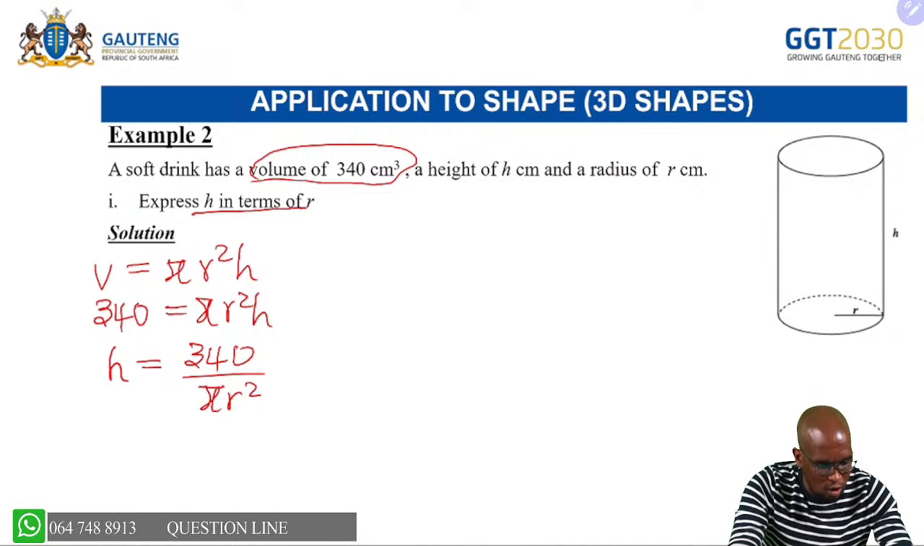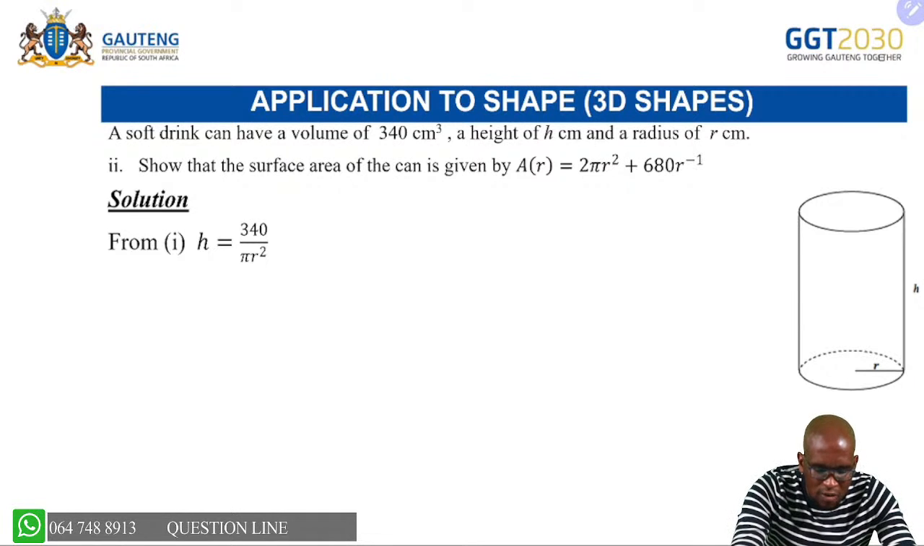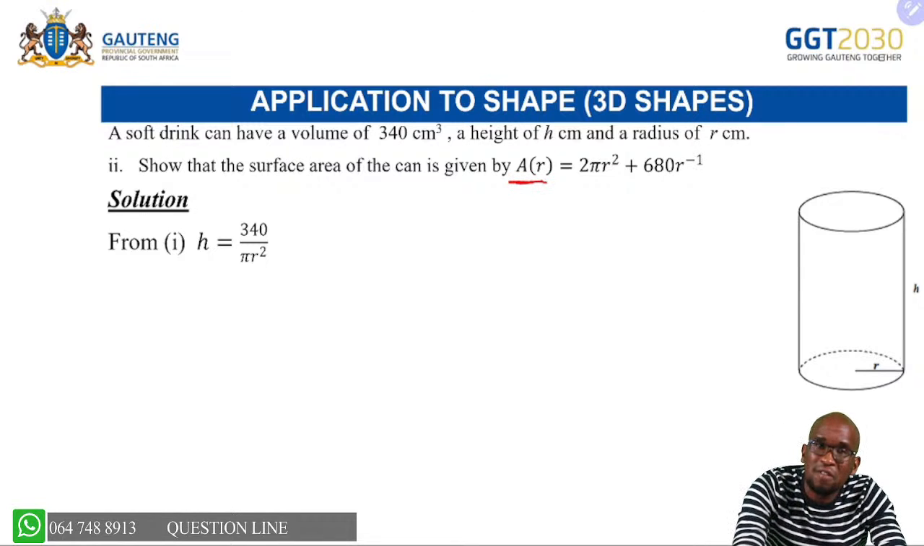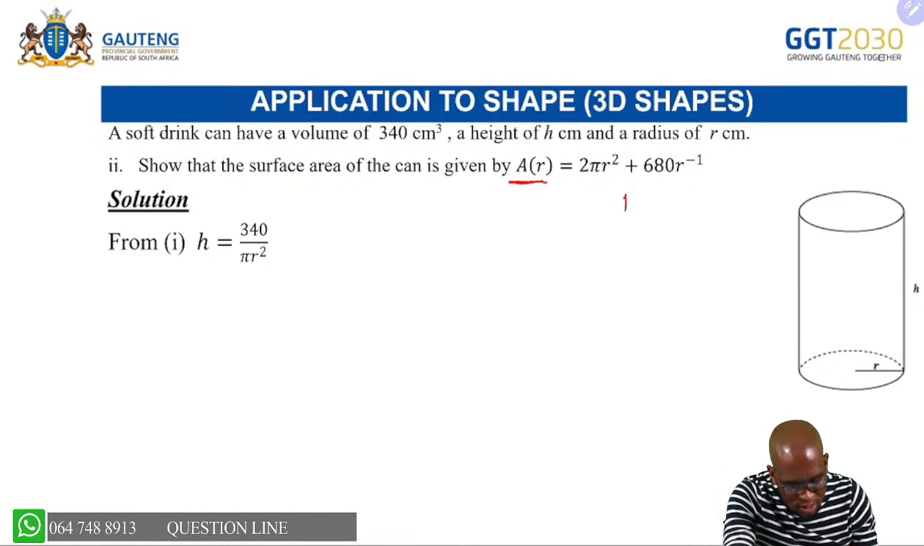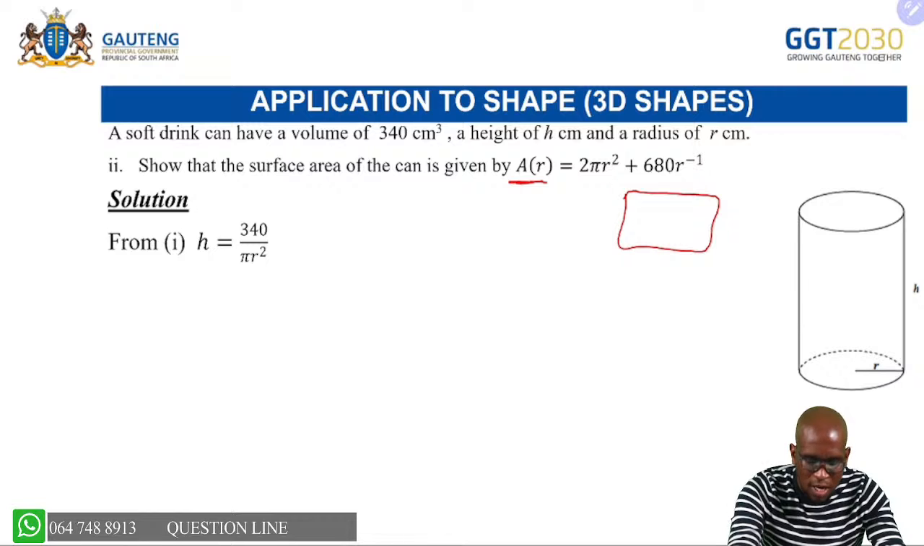Right, moving right along. The second question: show that the total surface area can be given by this objective function, A of r is pi r squared plus 600 r to the minus 1. Now, if you check, the area is only given in terms of r. They want us to work out the total surface area. We know that with these figures, if we want the total surface area, then we are looking for the surface area of all the shapes that make up this particular cylinder.